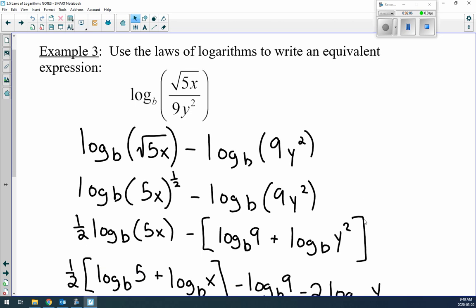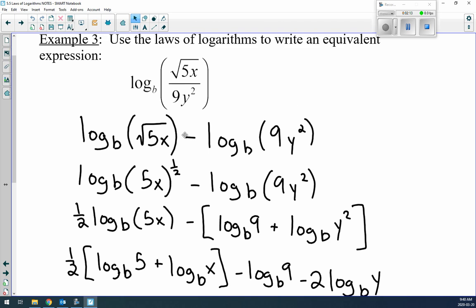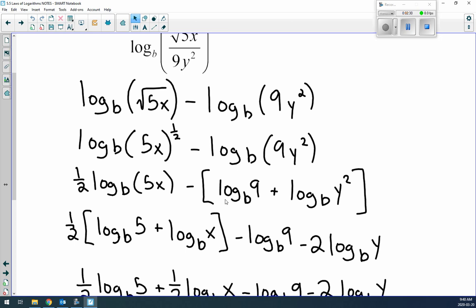Okay, now flip to the next page, and what we're going to do is go backwards this time. I'm going to give you a log, and you need to expand it or write an equivalent expression. So first off, we have a division in here, which means we subtract. So log b of the square root of 5x, minus log b of 9y squared. Then we can take the 5x and throw a half up there because that's what the square root means. This one here, we'll just carry it through to the next line.